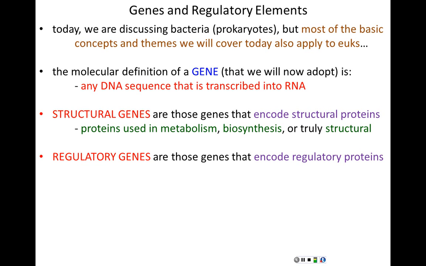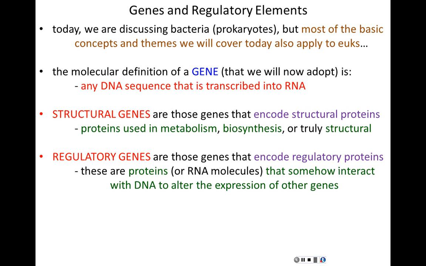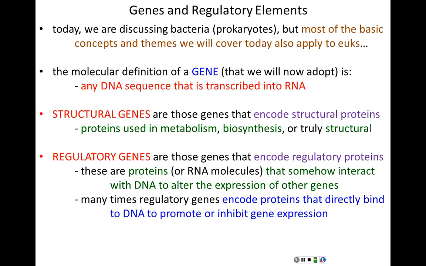The other category of genes that we'll discuss today are regulatory genes. Regulatory genes are those genes that encode regulatory proteins. Regulatory proteins, and there are such things as regulatory RNA molecules as well, that are made by transcription. But these regulatory proteins are proteins that somehow interact with the DNA to affect and regulate gene expression. So there are proteins encoded by genes that turn other genes on, and there are proteins that turn other genes off. Those proteins are regulatory proteins, and they themselves are encoded by regulatory genes.